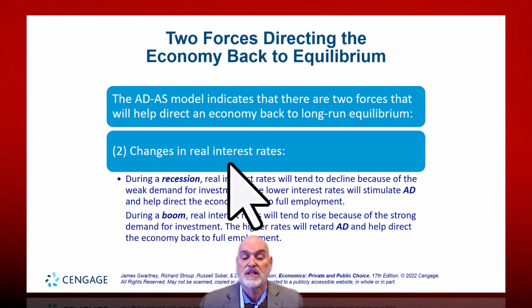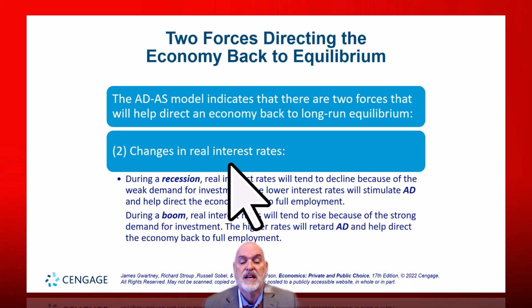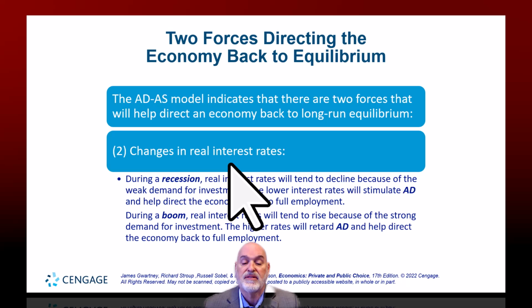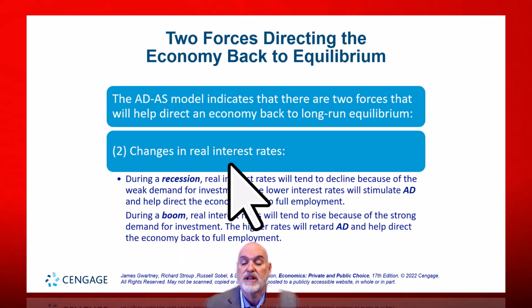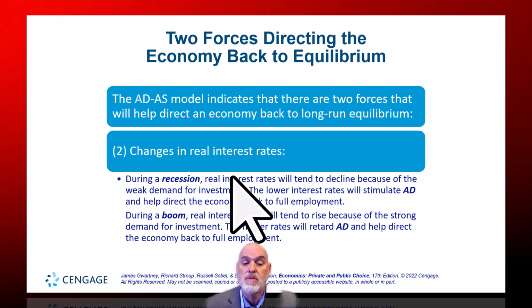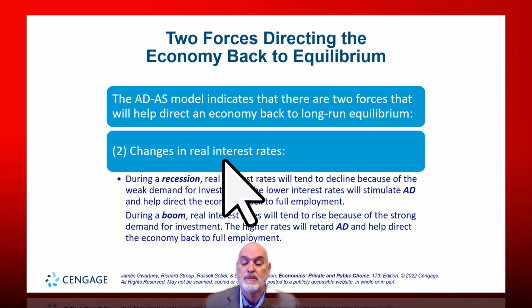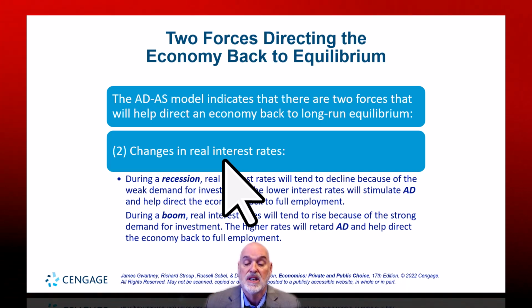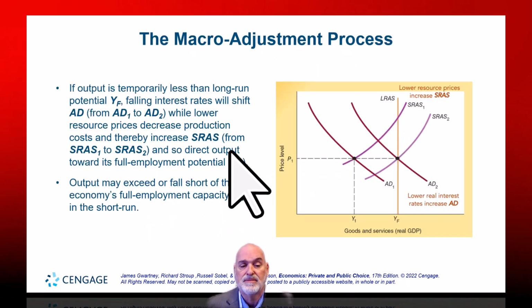Changes in real interest rates. During a recession, real interest rates will tend to decline because of the weak demand for investment. The lower interest rates will stimulate aggregate demand and help direct the economy back to full employment. During a boom, real interest rates will tend to rise because of the strong demand for investment. The higher rates will retard AD and help direct the economy back to full employment.